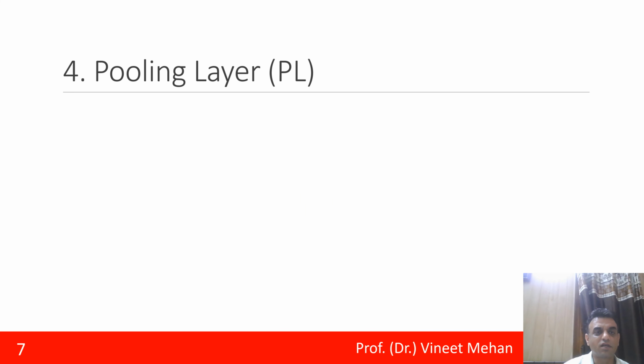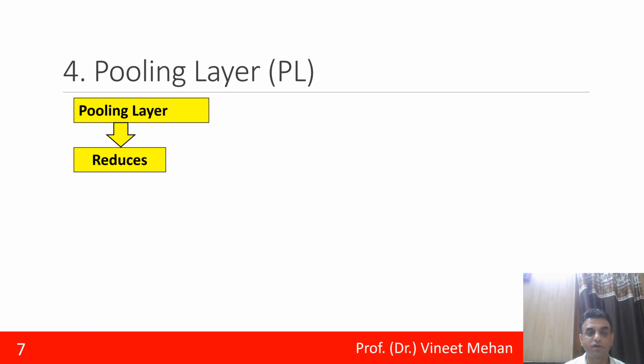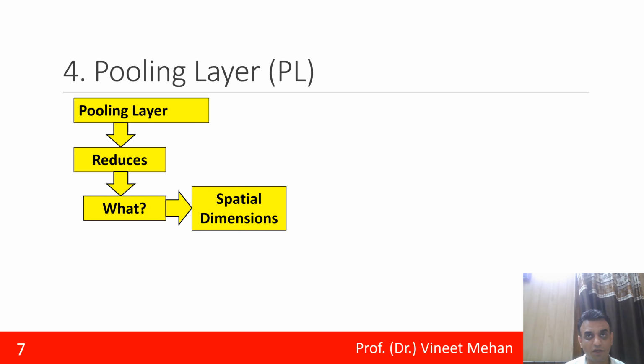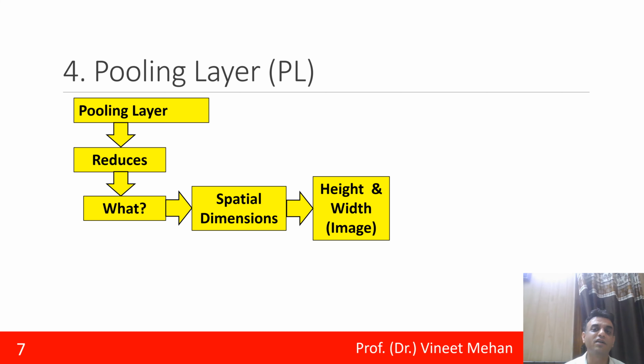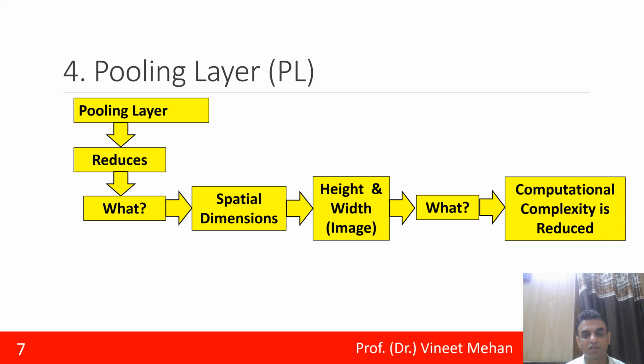The convolution layer is followed by the pooling layer. So what the pooling layer does is it reduces spatial dimensions. What is meant by spatial dimensions? Spatial dimensions means the height and width of the image. So what is the charm in reducing the spatial dimensions? The basic purpose of reducing the spatial dimension is that the computational complexity is reduced. The size is reduced, so automatically computational complexity will be reduced as the processing is getting reduced here.